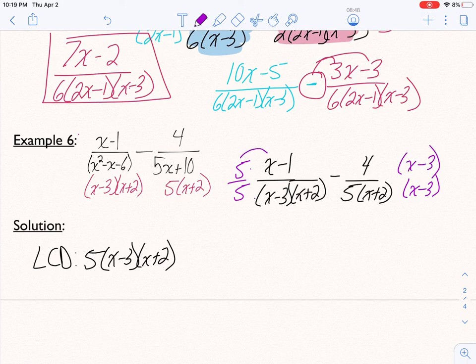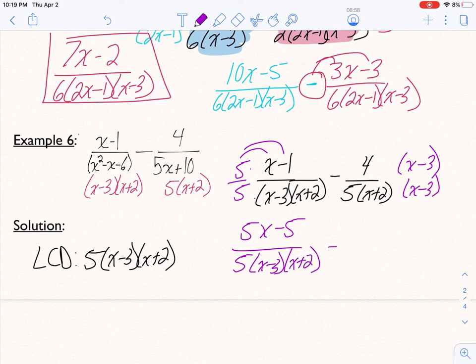So over here I'll distribute 5x negative 5 over 5, x minus 3, x plus 2, minus, again, distribute that 4, so 4x minus 12 over 5, x minus 3, x plus 2.